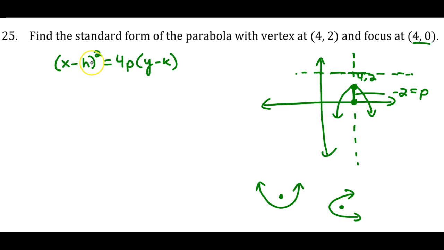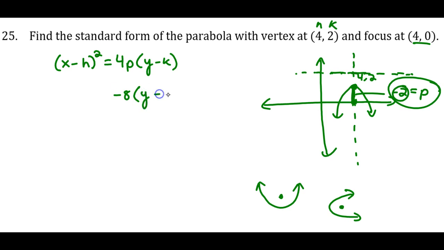And so the x minus h, remember that the vertex here is hk, and I already found my p-value, it's -2, just by counting down how far away the focus is. Remember, the distance from the vertex to the focus is your p-value. Since it's going down, it's going to be a negative p-value. Putting -2 in for p, you get -8.